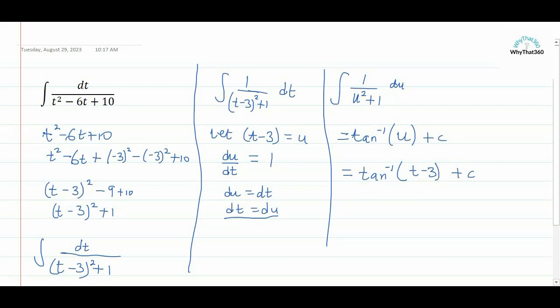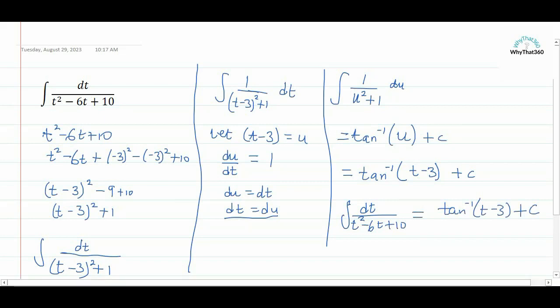Finally, we can conclude that the integral of 1 out of t squared minus 6t plus 10 will be equal to the tan inverse of t minus 3 plus c. And that's the question. That's the end of the solution.